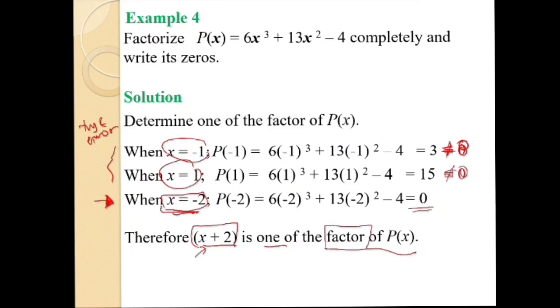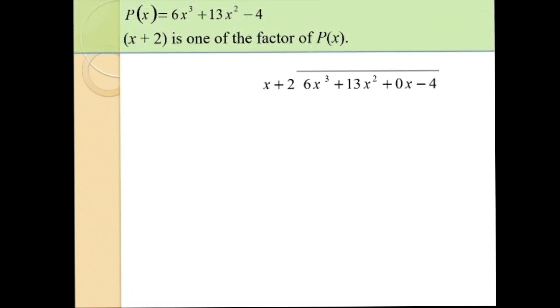After that, once you know x plus 2 is one of the factors of p(x), it can be any other factors because we know that we might have 3 factors here. So you might get the other factors there, it's up to you. But once we know one of the factors of p(x), then we do long division. So to do long division, it's just like 6x cubed divided by x. So you get 6x squared.